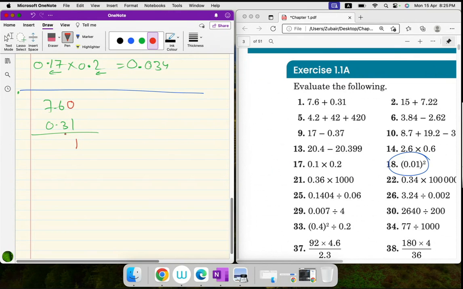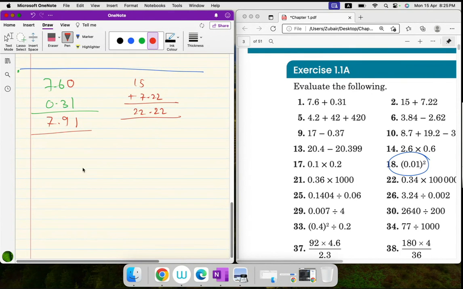So this is 1, 6, 3, 9, and 7. So try 15 plus 7.2. What would be the answer? Sir, 22.2. 15 and 7 is 22, and the decimal 2. Yes, sir.